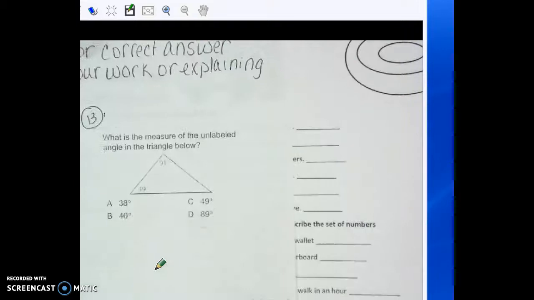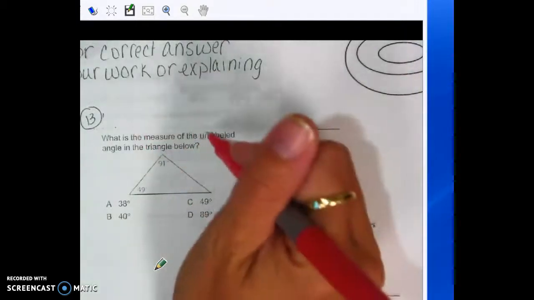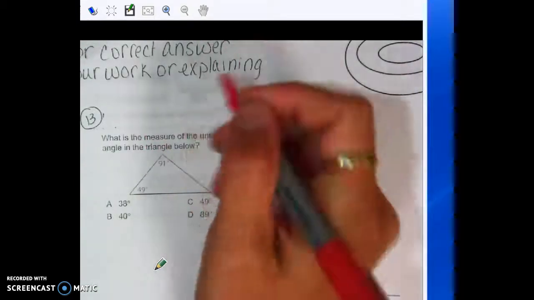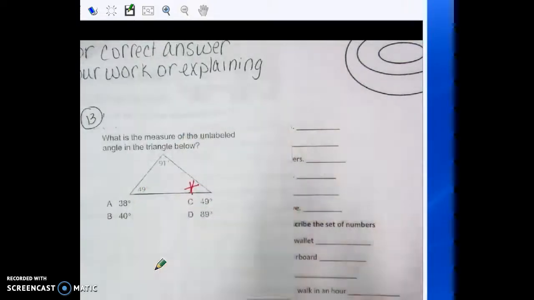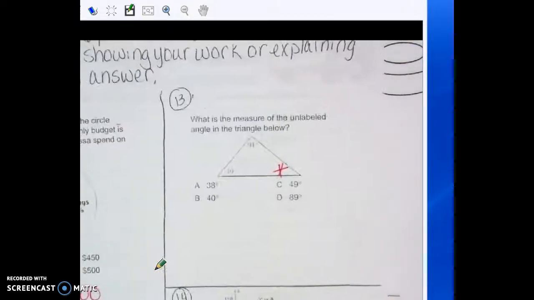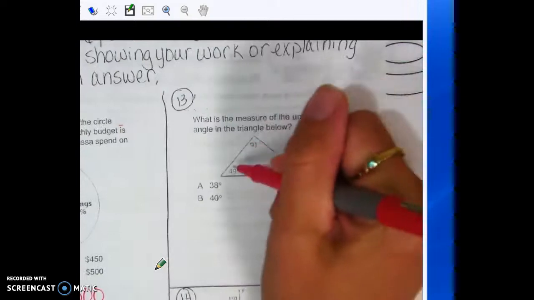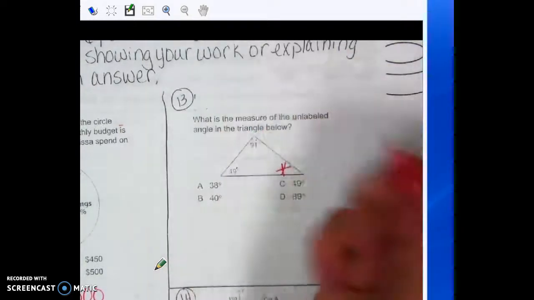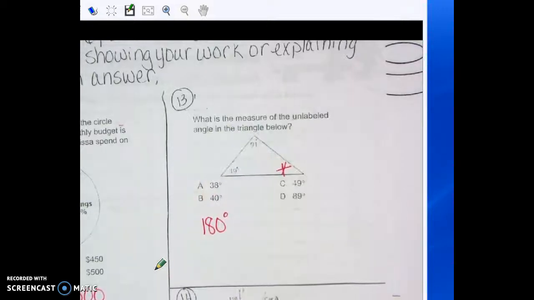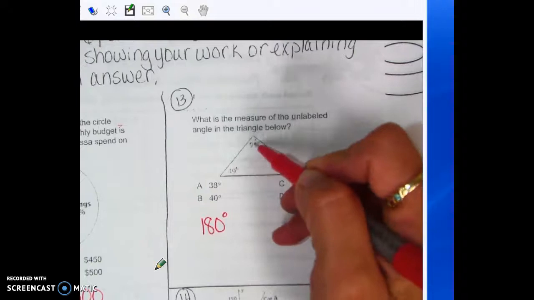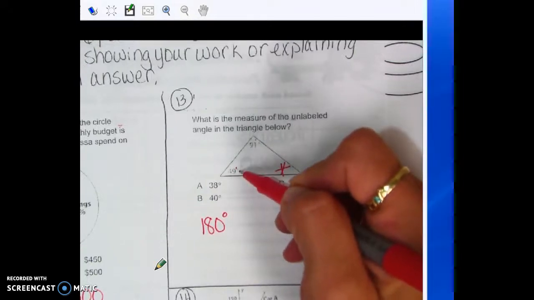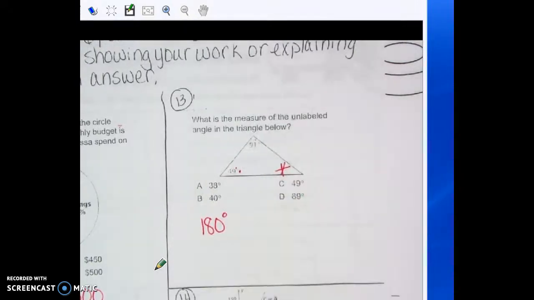Okay, number 13. What is the measure of the unlabeled angle in the triangle? That would be this one right over here. You have to remember that all 3 angles of a triangle add up to 180 degrees. So you're going to find out how much these 2 are together, and then if you subtract it from 180, it'll give you that missing angle.